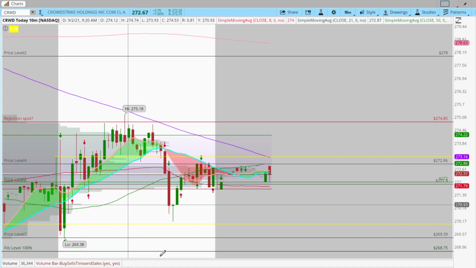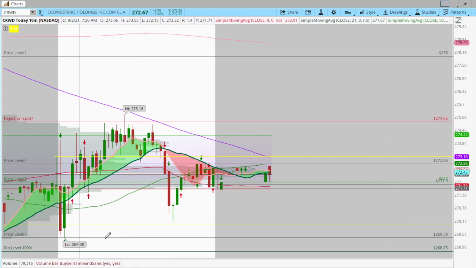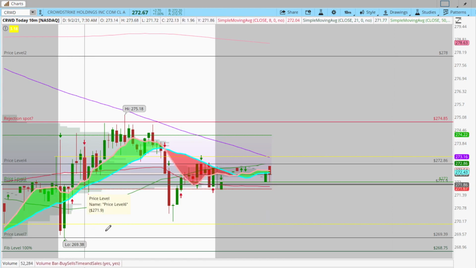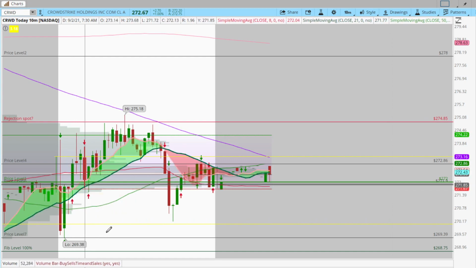Now this is where I said this example I picked for a reason, because I used the Ripster clouds. So you can see that in this particular instance, we were still kind of in a green cloud, and if it's breaking to the upside, I'll oftentimes take that right on the break of the upper wick because it's already in that upward trend.